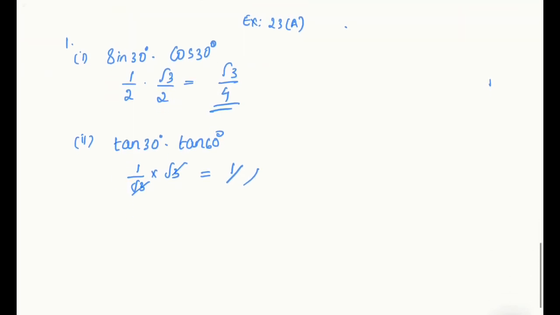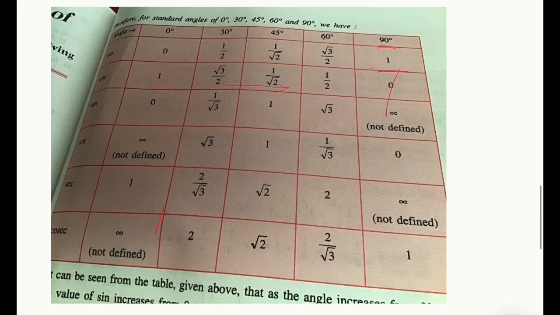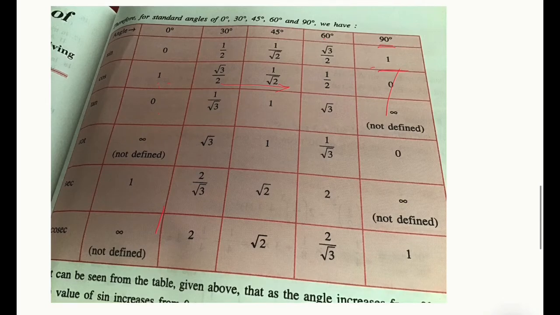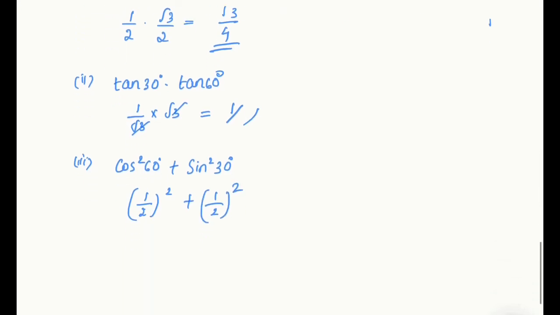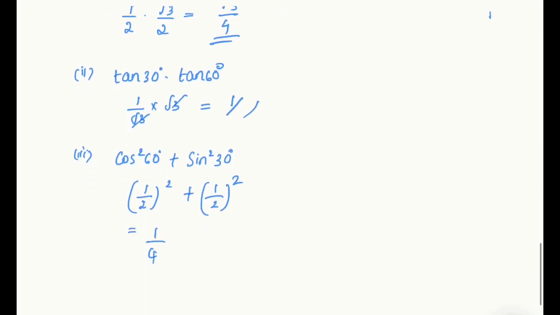Okay. Now coming to the third sub question. Cos square 60 plus sin square 30. Cos 60 is 1 by 2, and sin 30 is 1 by 2 again, correct? Sin 30 is 1 by 2. Cos 60 is also 1 by 2. So it's square. So how do you do it? 1 by 2 square plus 1 by 2 square. What is 1 by 2 square? That's equal to 1 by 4. 1 by 4 plus 1 by 4 equals 2 by 4. That's equal to 1 by 2.